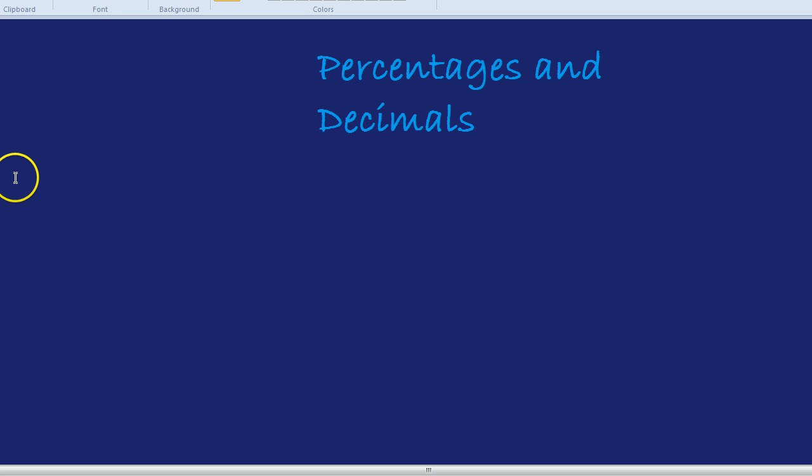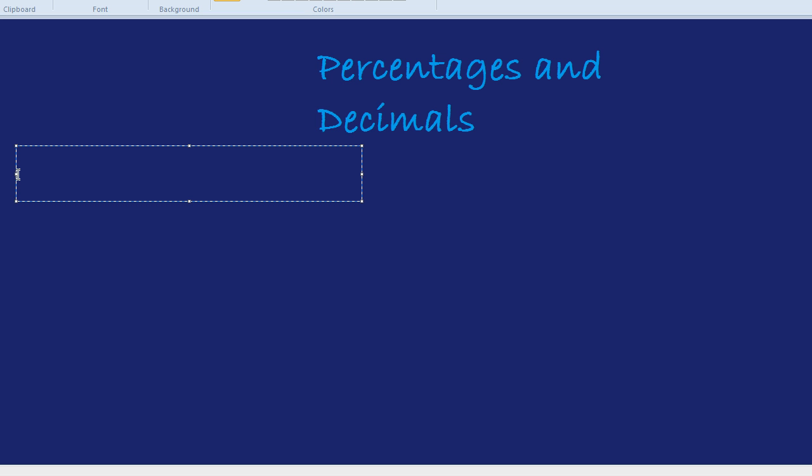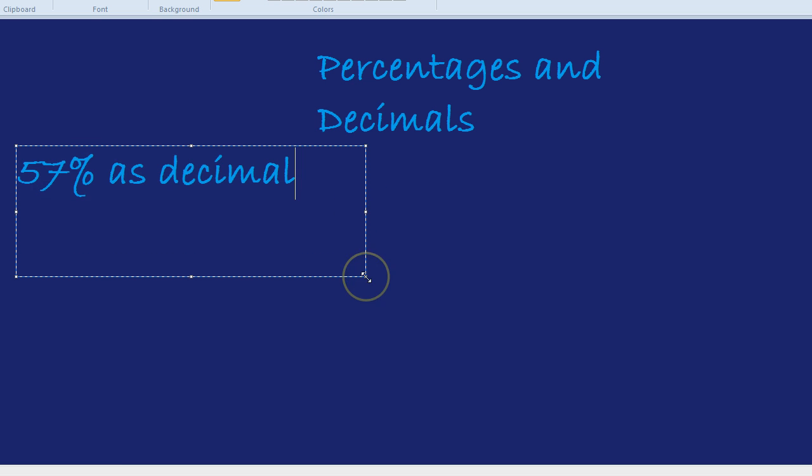If I asked how could I write the percentage 57% as a decimal, you might wonder what I'm talking about. But what I mean by that is what you'd write for 57% is 0.57. Now, I can tell what you're wondering. Why do we bother writing 57% as 0.57?